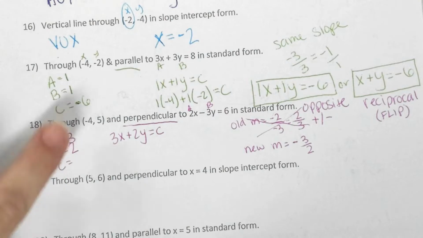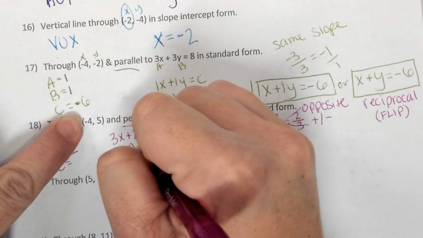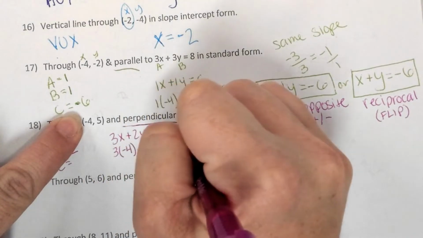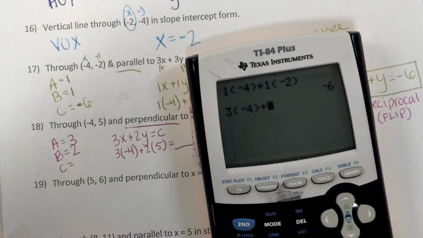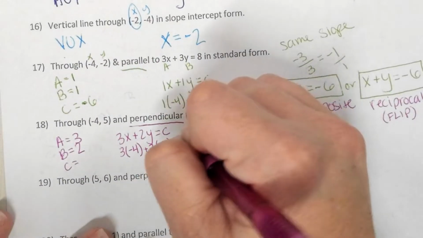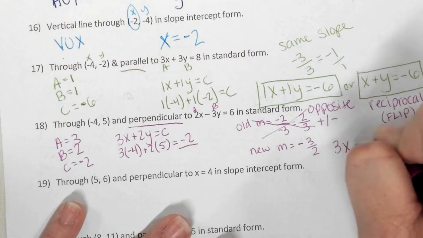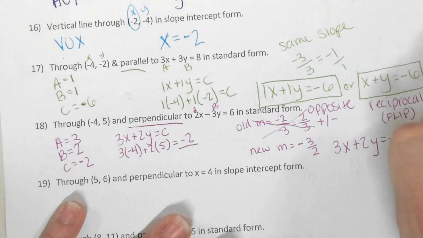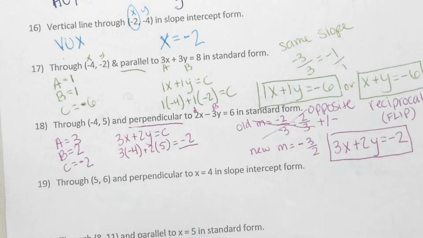And that's where my point given to me comes into play. So 3 times x is negative 4, plus 2 times y is 5, equals whatever that equals is my C. So 3 times negative 4, plus 2 times 5, and that gives me negative 2. So my standard form equation would be 3x plus 2y equals negative 2. If A was negative, you flip all of them. Like just a sign.